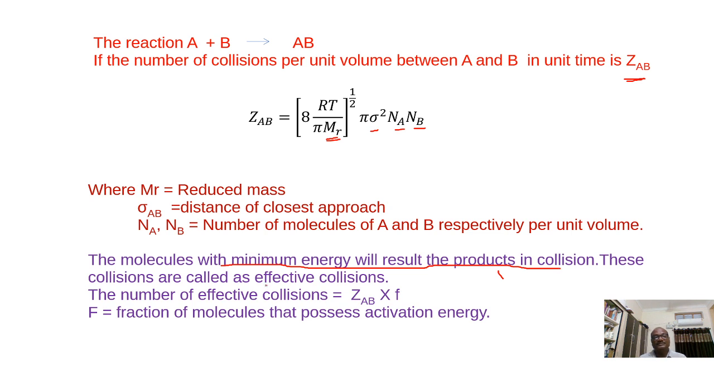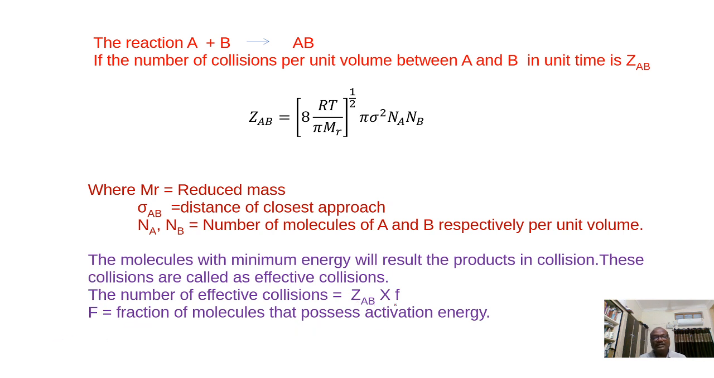Now these collisions which form the products are called effective collisions. Are all these collisions effective? No, only some collisions are effective. Which collisions are effective? The collisions taking place between reactant molecules that possess threshold energy, that is called minimum energy. Now the effective collisions are given by ZAB into f. Means among all these collisions, a fraction of collisions only form the product. That's why the effective collisions will be equal to ZAB into f. f is the fraction of molecules that possess activation energy or threshold energy, we say.